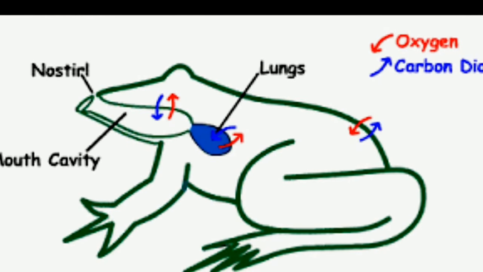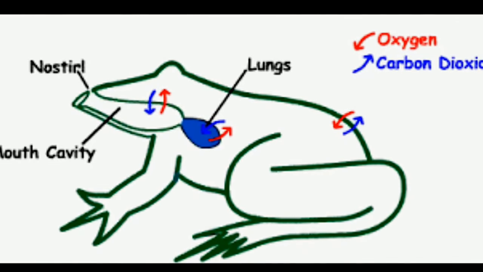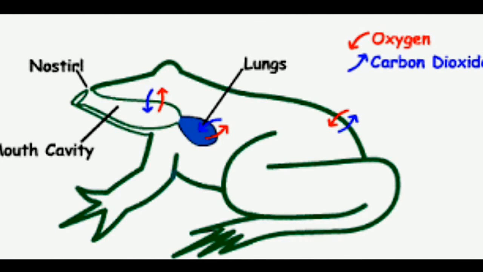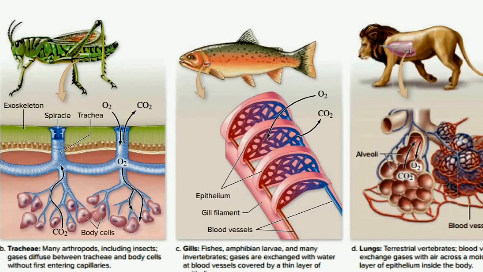And amphibians like frog perform different types of respiration. It performs cutaneous respiration as well as pulmonary respiration, by the lungs. The nostrils open into the mouth cavity, then air enters into the lungs. And here we are observing grasshopper, tracheal respiration; fish, aquatic respiration with the help of gills; and lion or any other reptile, bird, mammal, all these classes of organisms perform pulmonary respiration.